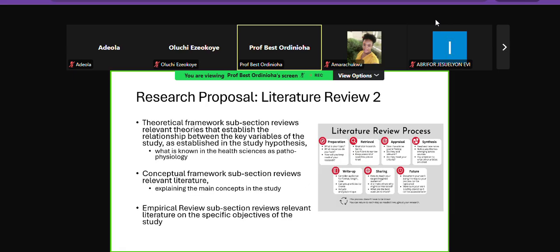The theoretical framework has to do with the theories that underpin your study. If you are doing a KAP study, it means that you'll be using the behavioral change theories, which postulate that before a practice or an uptake, it usually flows from knowledge, attitude, before it gets to practice.